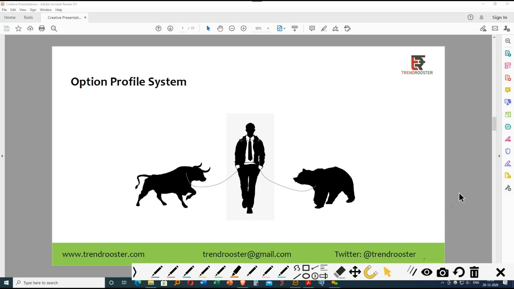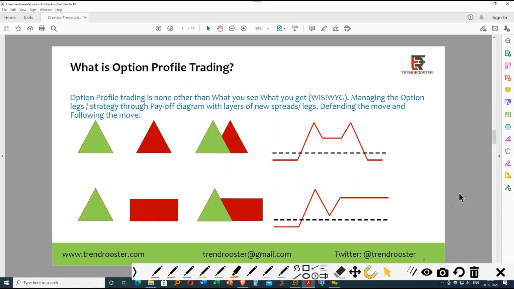Let's look at the details of the option profile system. I have given some description; this is what I presented in the Define Edge directional presentation in 2020. Option profile trading is none other than what you see is what you get, also called WYSIWYG. It means managing the option leg strategy through the payoff diagram, with layers of new spreads and legs, defending the move and following the move. What I mean is, this is a triangle.